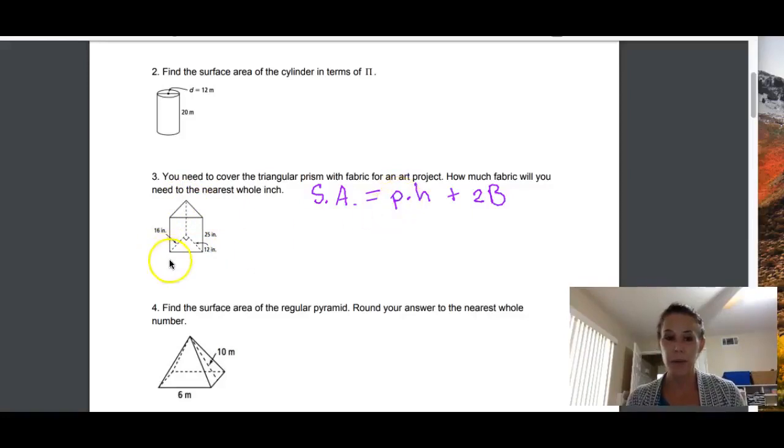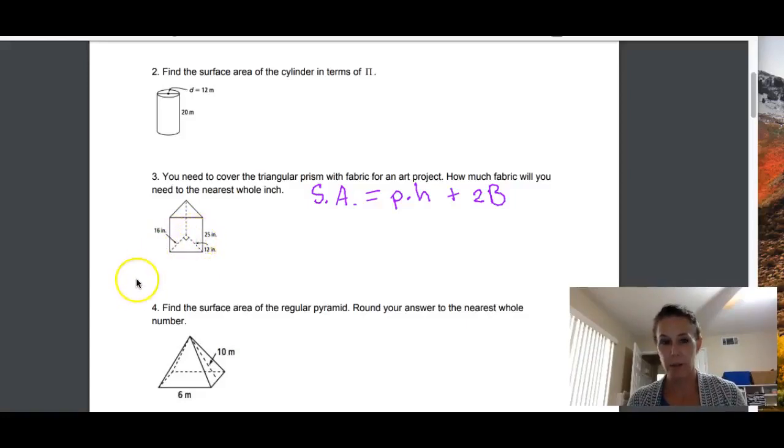So we need the perimeter of the base, and we look here. We know this is 16, this is 12, but we don't know this here. But you can see the right angle marking there. So that means we have a right triangle, and we can use Pythagorean theorem to get this so that we can find the perimeter of the base. So we've got one more step. This right here, it's across from the right angle, so it's going to be the hypotenuse.